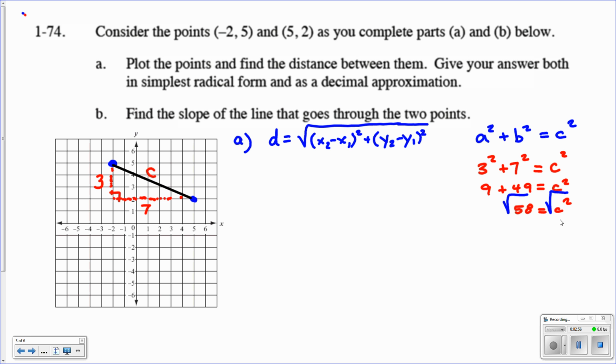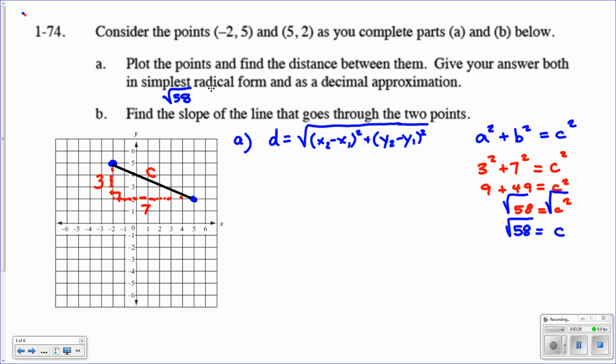Remember, we need to take the square root of each side. And when you do that, we can say just c in this case, because for this situation we don't really need the absolute values, since we can't have a negative distance. So we end up with the square root of 58 as our distance between these 2 points. Now that is our simplest radical form. So we have square root of 58.